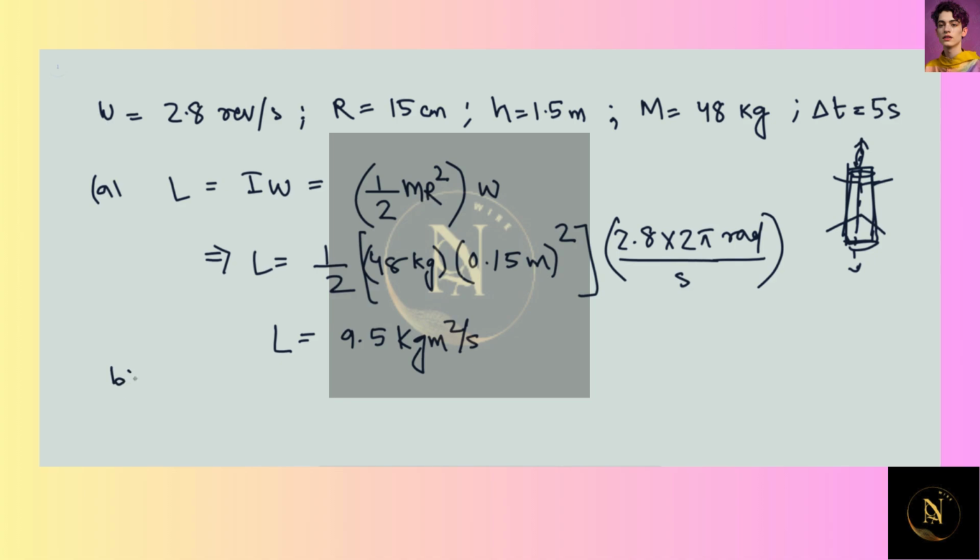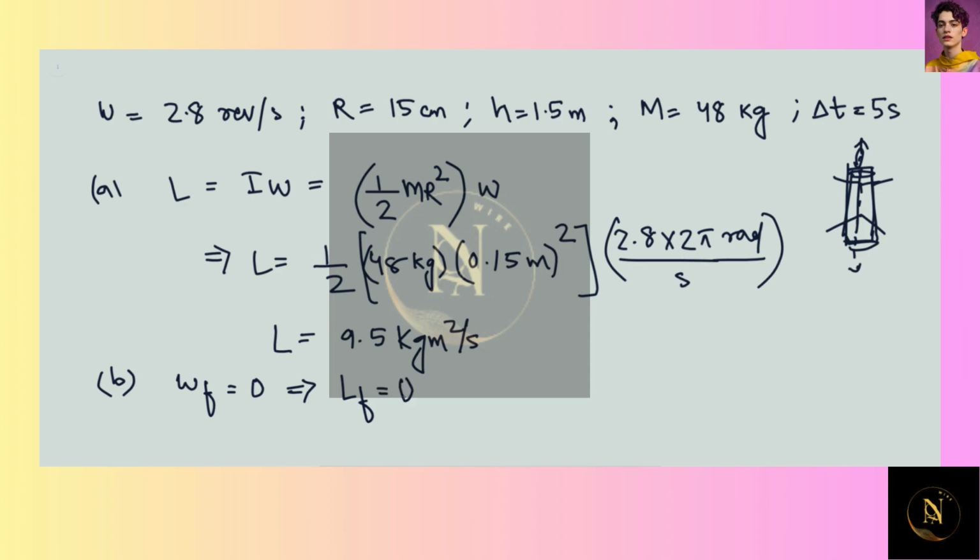Now for part B, we have to find the torque to slow her down, such that it comes to rest in a time interval of 5 seconds. Now this means that the final angular velocity is equal to 0, and since L is equal to I times omega, so final angular momentum is also equal to 0.